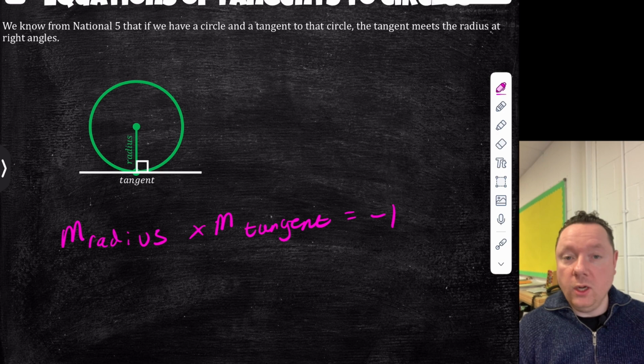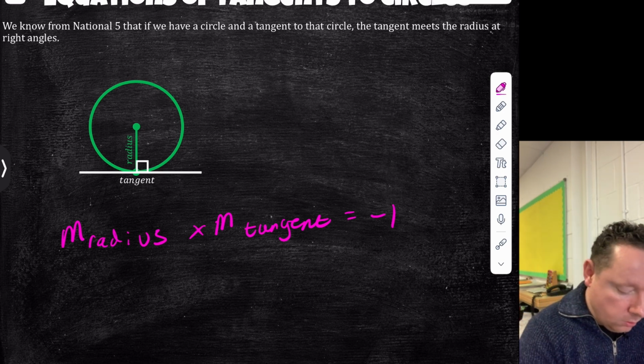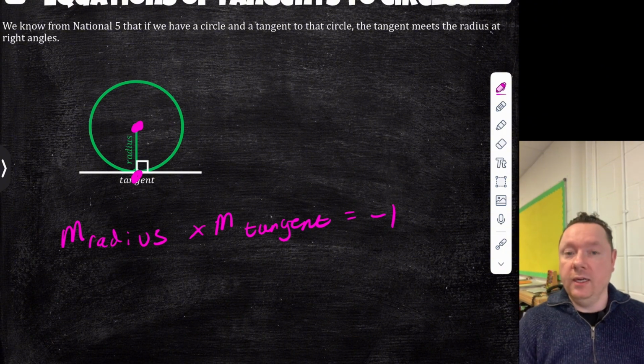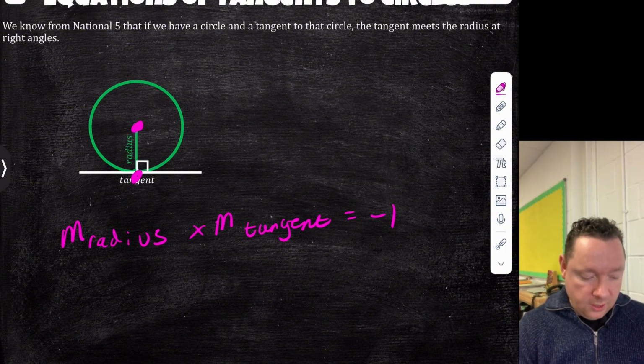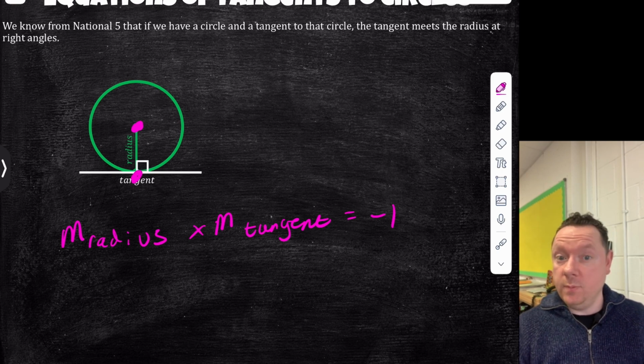So if we knew the point of contact there, and we knew the centre, we could find the gradient of the radius, and therefore we know the gradient of the tangent. And we've also got a point on the edge of the circle, so we could use y minus b equals m(x minus a).